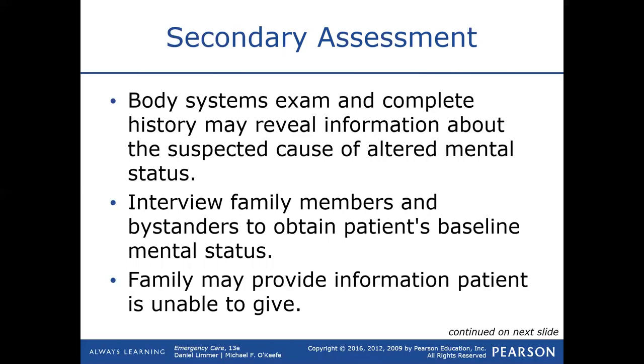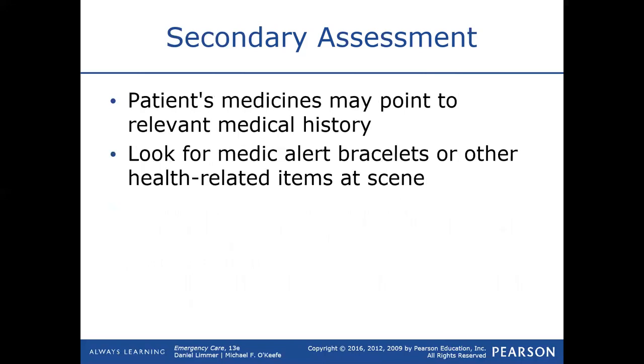All right. Interview family members and bystanders to obtain the patient's baseline mental status. We already talked about this. Family may be able to provide important patient information. All right. Patient medications may point to relevant medical history. So does the person have a prescription, or do they have insulin laying around? If we see that, okay, this person's probably a diabetic. It wouldn't hurt to look at the name on it and see if it matches the gender of the patient. That's not always 100% accurate, but it's something to look at.